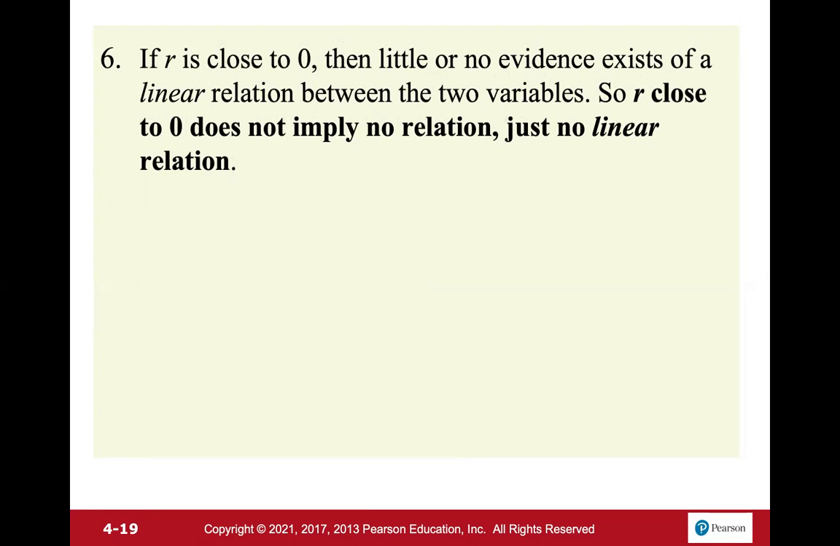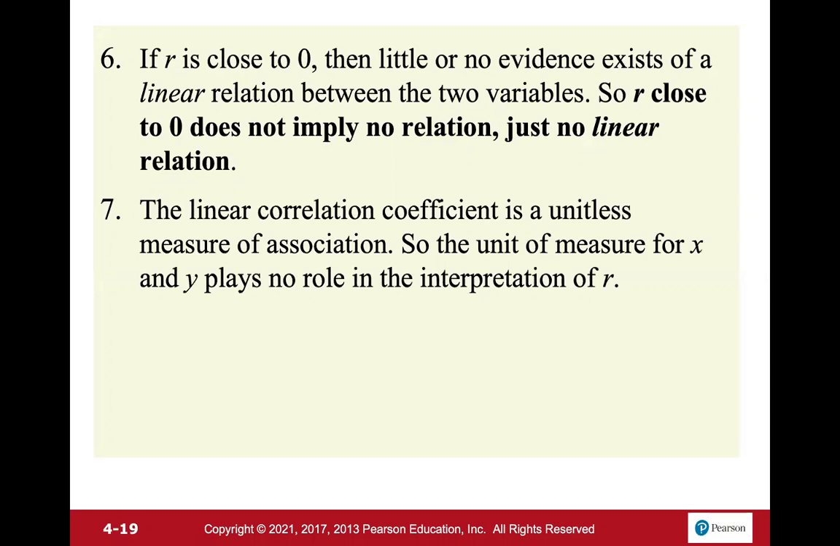If it's not equal to those, but still large enough or small enough, then that's what they're talking about there. If R is close to 0, then little or no evidence exists of a linear relation between the two variables. So R close to 0 does not imply no relation, it just implies no linear relation. And we'll see a couple examples here soon.